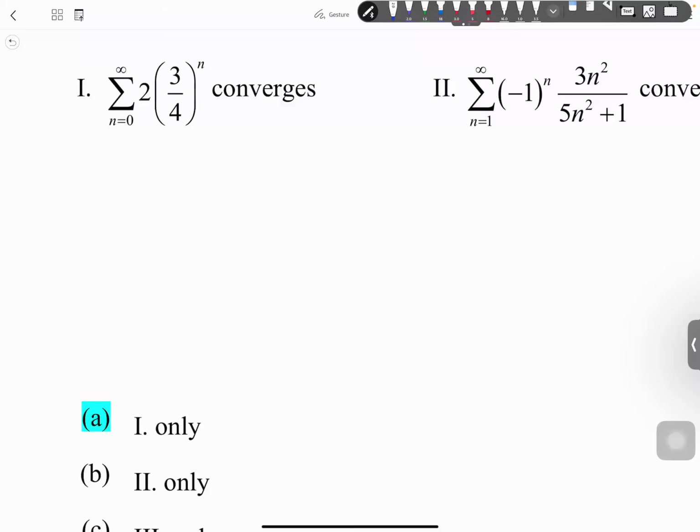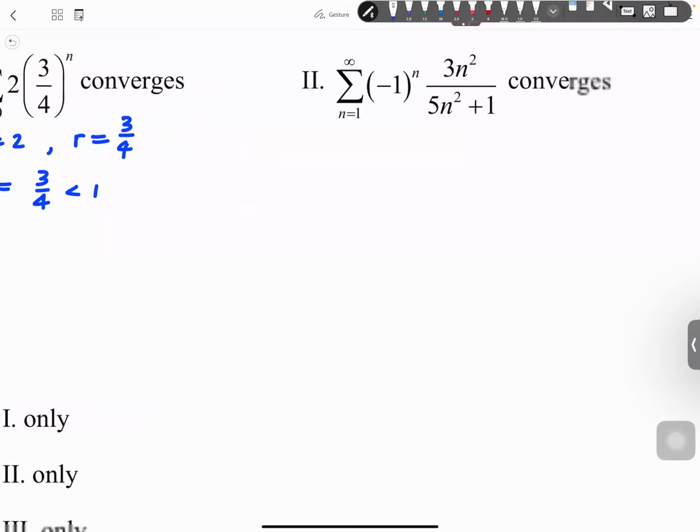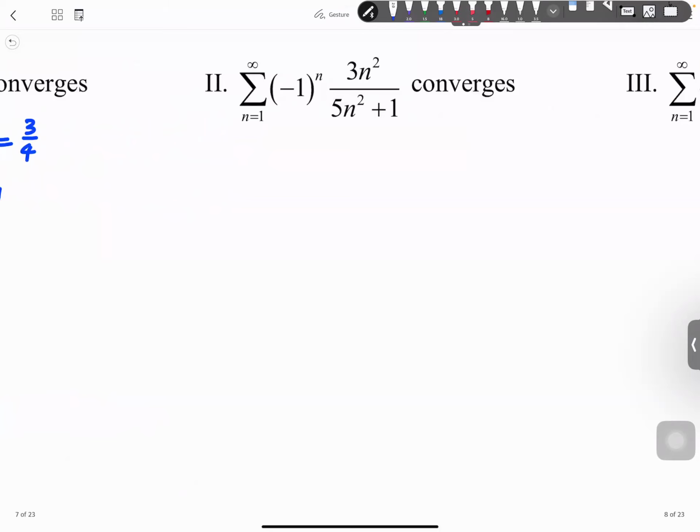We can simply read off that for this problem, a is equal to 2 and r is equal to 3 over 4. So therefore, the absolute value of r, which is 3 over 4, is less than 1. This guy is convergent. I'm not going to waste time to determine exactly what it converges to, even though I can. All I need to know is that it is convergent. This is correct, so I'm going to circle that. This is a correct statement. All right, let's look at statement number 2. The sum of negative 1 to the power n times 3n squared over 5n squared plus 1 converges. All right.